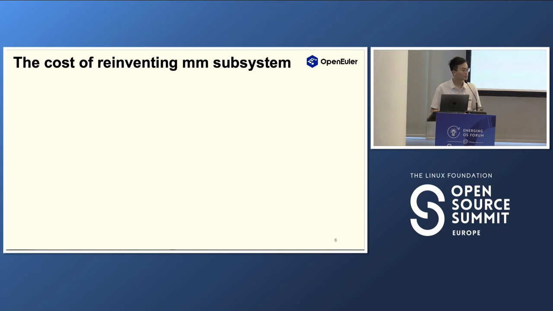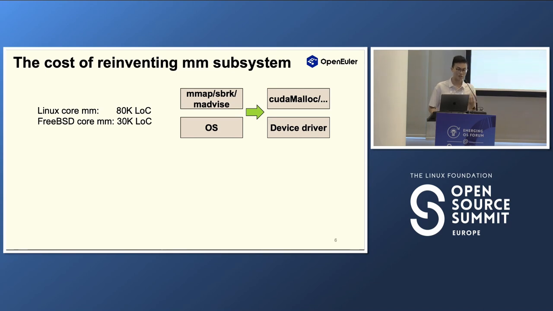Things could be even worse when we look at the underlying memory management subsystem. We first take a look at what the kernel does. The Linux core MM has 80,000 lines of code, while FreeBSD has 30,000 lines of code. This is kind of common because FreeBSD is more of an academic view of the operating system, so the number of lines of code is fewer.